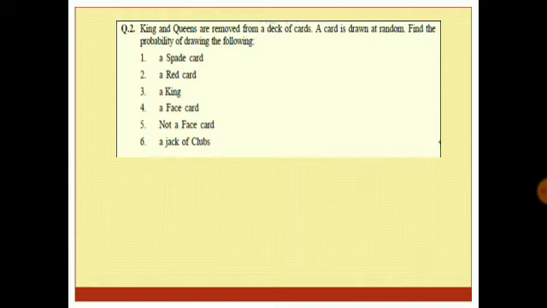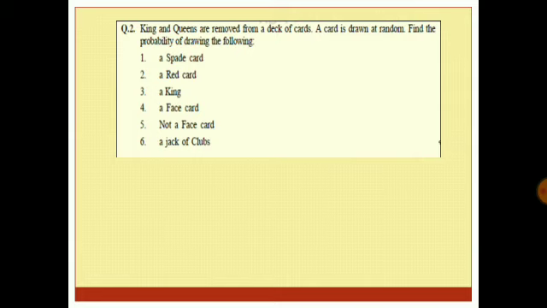Now, question number 2. The kings and the queens are removed from the deck of cards. A card is drawn at random. Find the probability of drawing the following. Now, when the kings and the queens have been removed from this pack of cards, we'll be left with 52 minus 4 kings minus 4 queens. That means we'll be left with 44 cards.